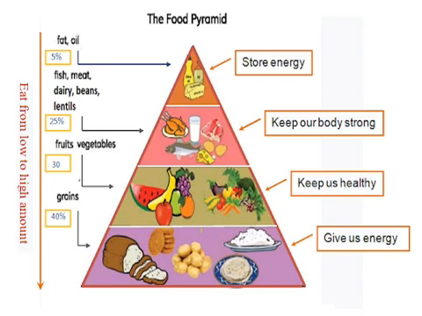Fat and oil help to store energy in our body. Fish, meat, dairy, beans and lentils keep our body strong. Fruits and vegetables keep us healthy, and grains give us energy.